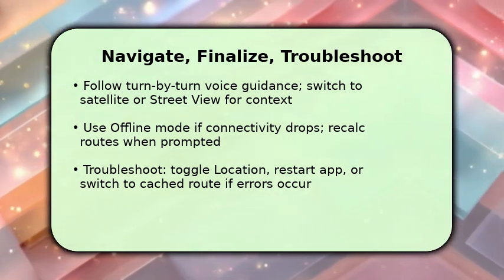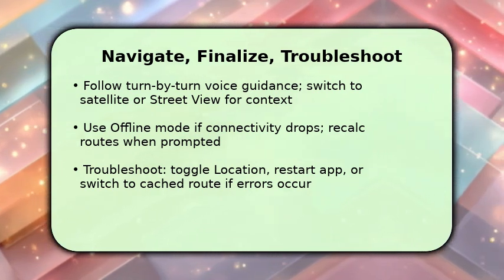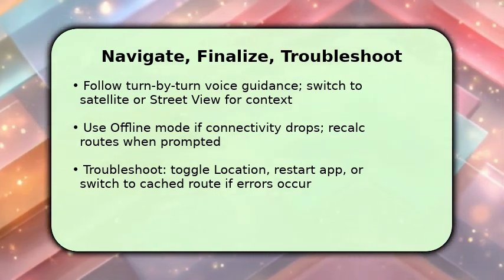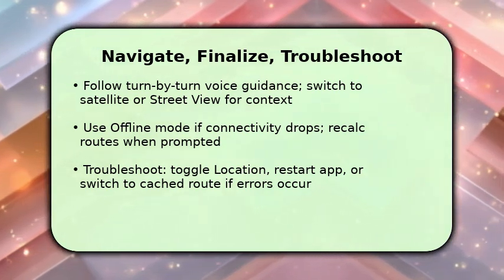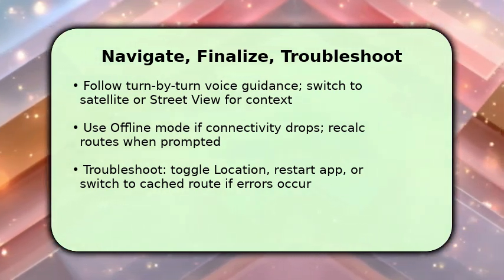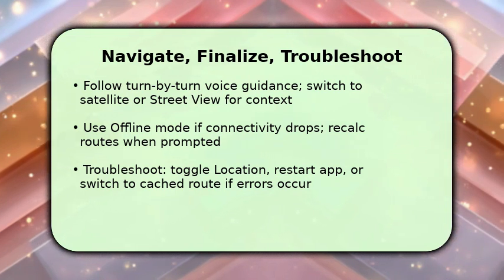When you arrive, end navigation and save any new places to your lists. If things go wrong, toggle location services, force close, and reopen the app, or switch to the cached offline route. These steps usually restore accurate directions quickly.